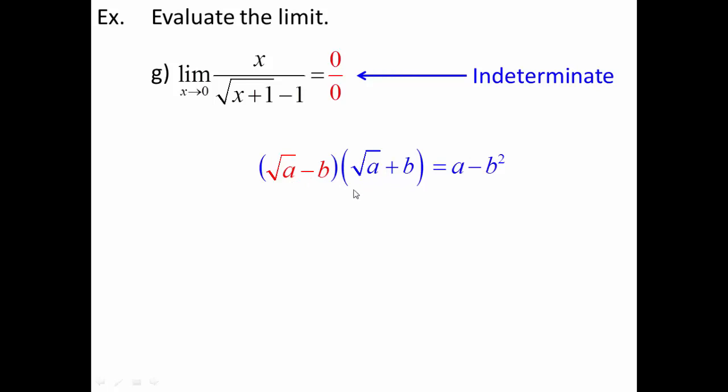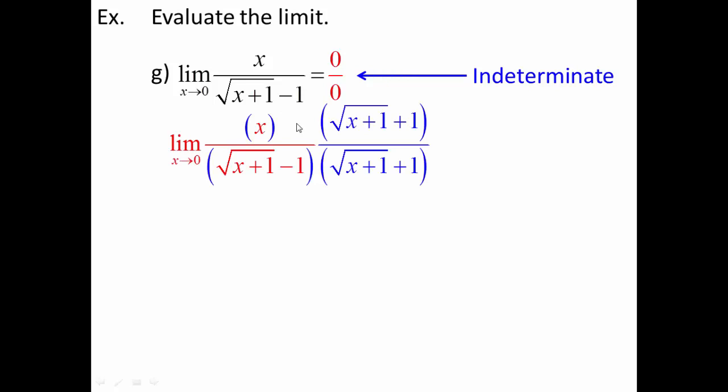Therefore, the multiplication of square root of a minus b, square root of a plus b foils out to a minus b squared. Multiplying by a conjugate gets rid of the radical, which leads us to our approach on this one. I start with recognition that I have a radical involved in a binomial. The easy way to get rid of that radical is to multiply by the conjugate. The conjugate of the square root of x plus 1 minus 1 would be the square root of x plus 1 plus 1, and whatever I do to the bottom, I have to do to the top.